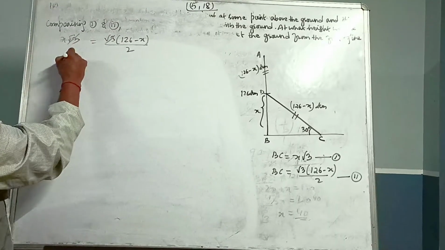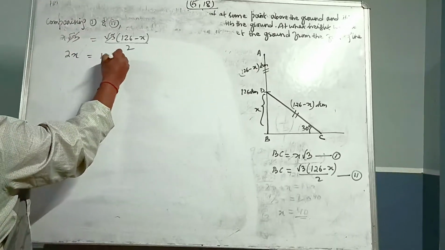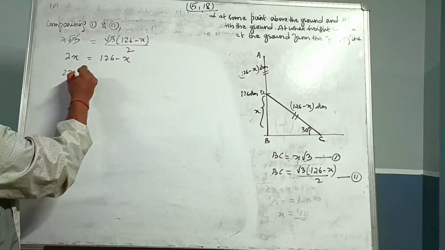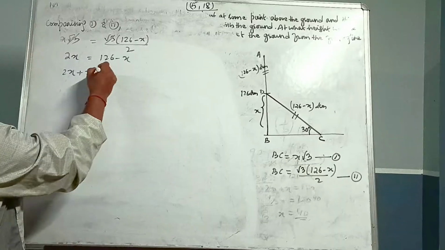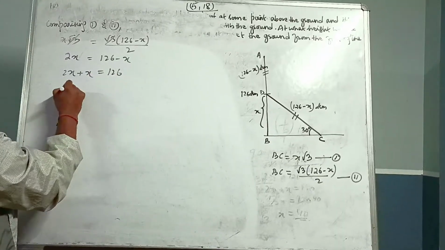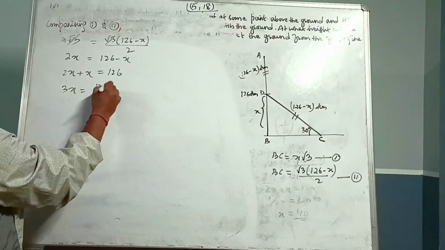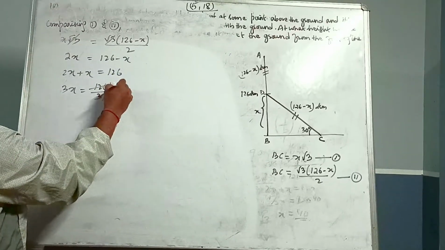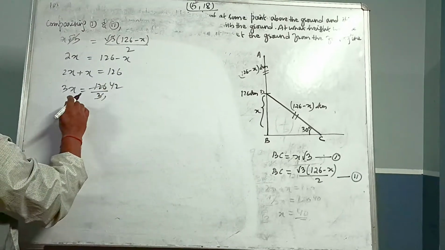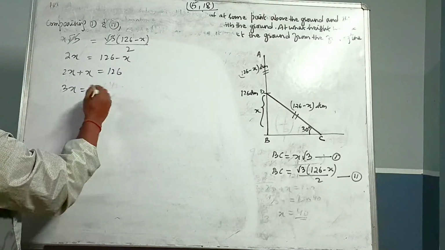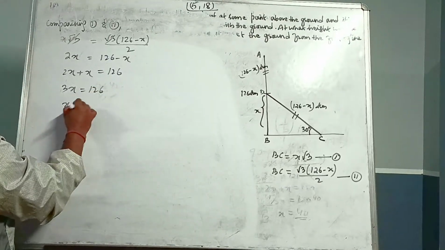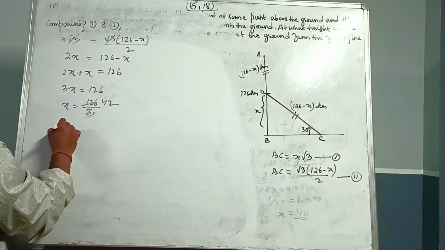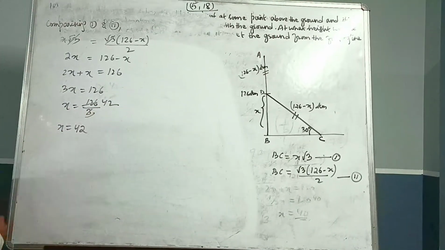So you just cross multiply it: 2x equals 126 minus x. The minus x will come here as plus x. So 3x equals 126, so x equals 126 by 3. You'll get the value as 42 decimeter.